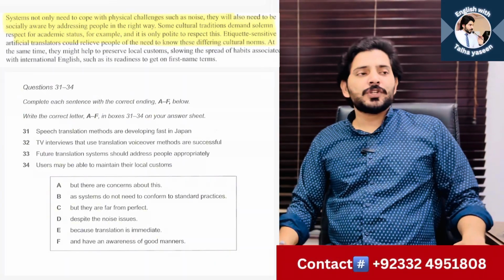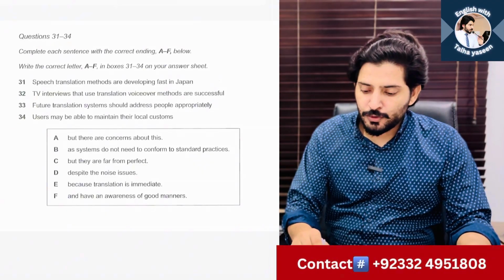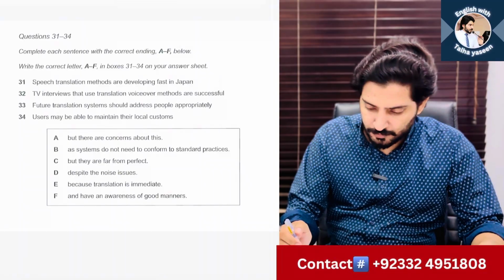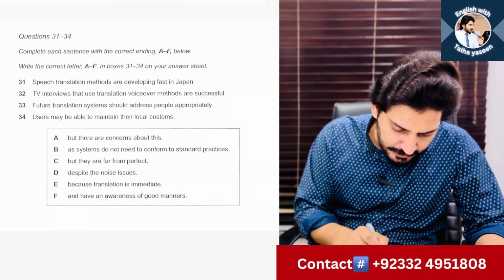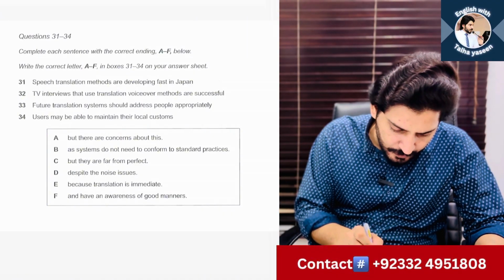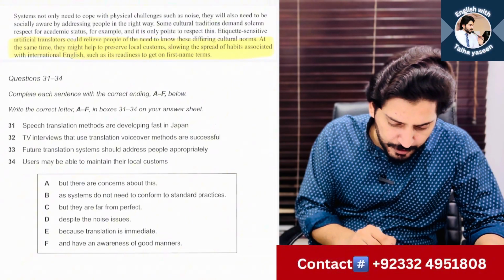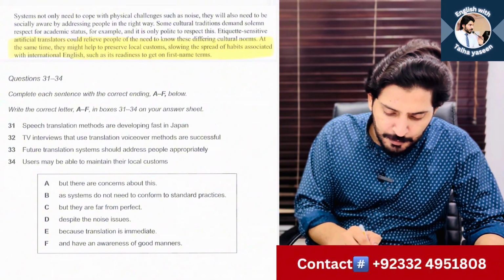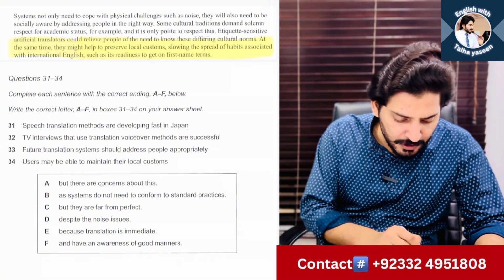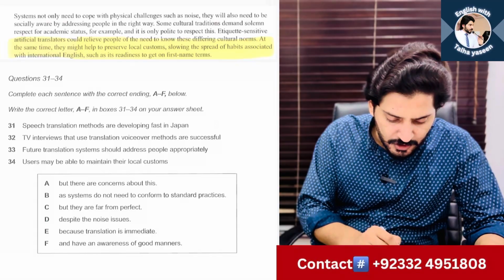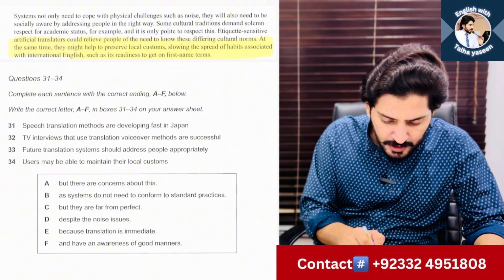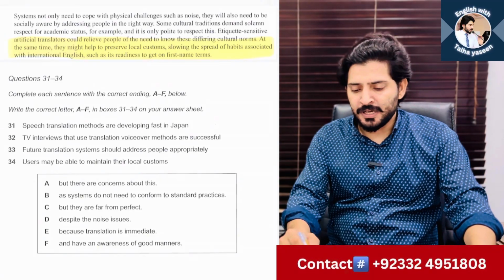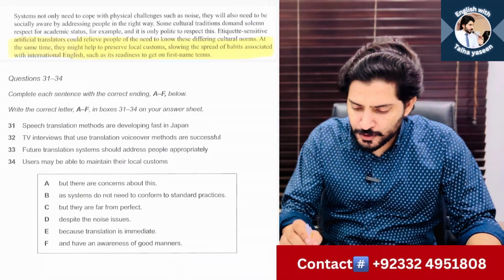Let's move on to question number 34. Users may be able to maintain their local customs. Let's read same passage. At the same time, they might help to preserve local customs. Second last line, slowing the spread of habits associated with international English, such as its readiness to get on first name terms. We are left with A, B, and D. We will read only these options.